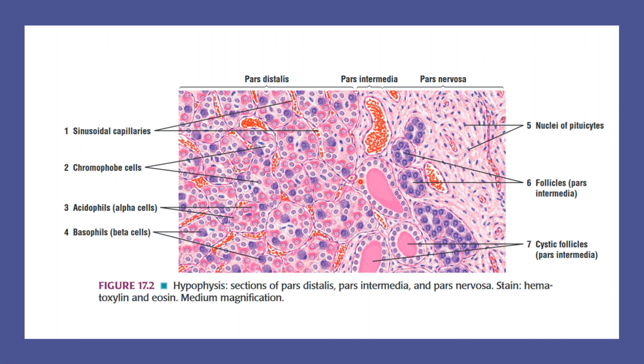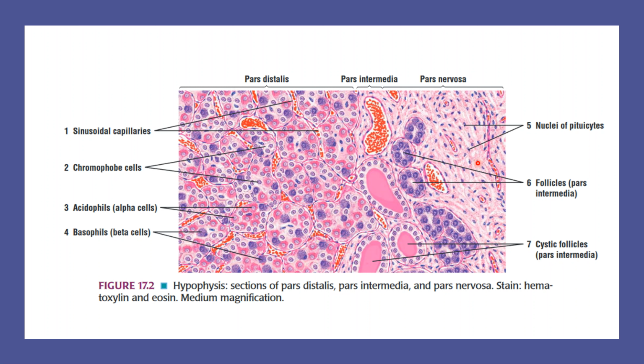Actually in humans, the function of the cells present in the pars intermedia is unknown, but it is believed that these cells secrete melanocyte stimulating hormone, ACTH as well as lipotrophic hormones. So these are the features of the pars intermedia.